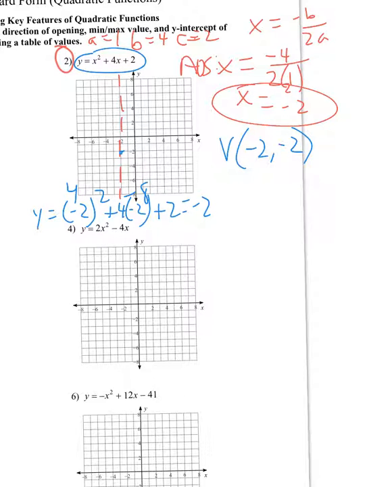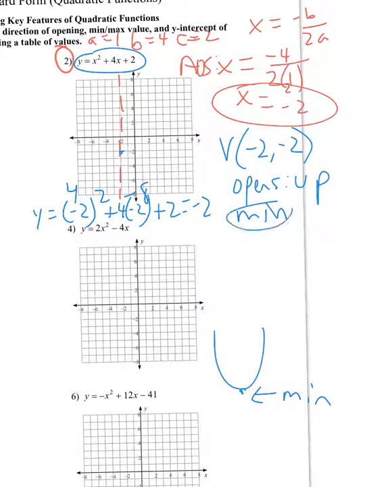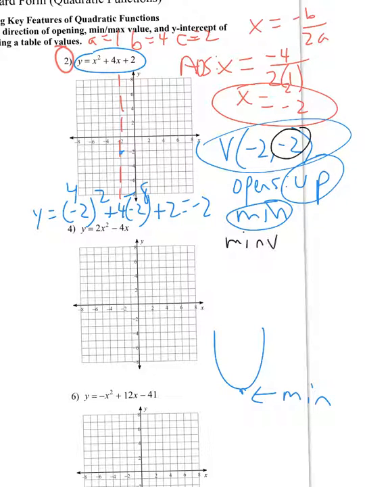Now we need to determine direction of opening. A is 1, so this one is going to open up because A is positive. It's going to have this general shape. And if it has that, it has a minimum or a lowest point. So it has a minimum value. So it opens up. There's my vertex. And find the minimum value. The minimum value is the y value of your vertex. Your max or min is always going to occur at the y value of the vertex. So the minimum value is negative 2. Again, it's that value right there.